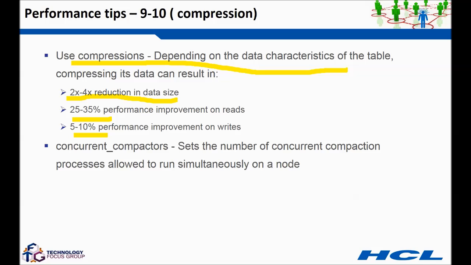One property which impacts compression is concurrent compactors. It sets the number of concurrent compaction processes allowed to run simultaneously on a node. The higher the number, the better throughput you will get, but it can have other side effects like higher disk IO and CPU utilization, so keep that in mind while setting this number. But yes, this property can be used to improve compaction throughput.